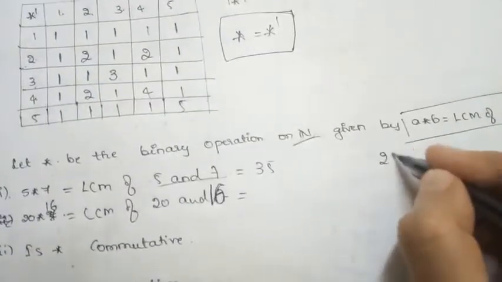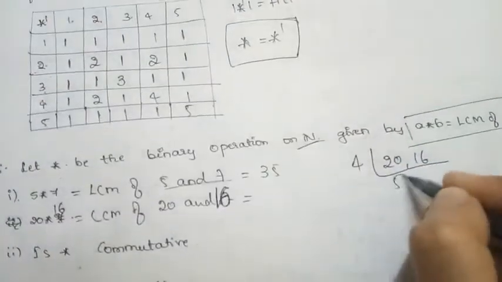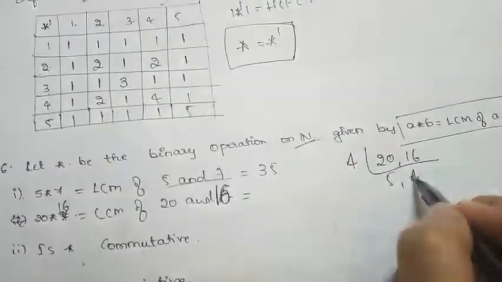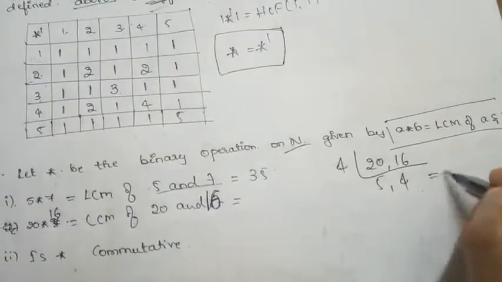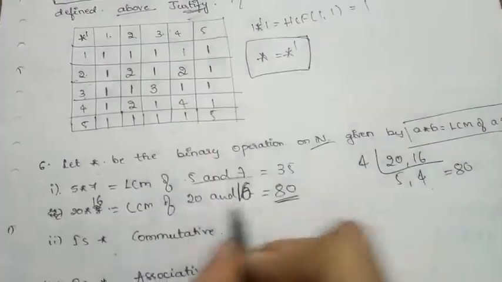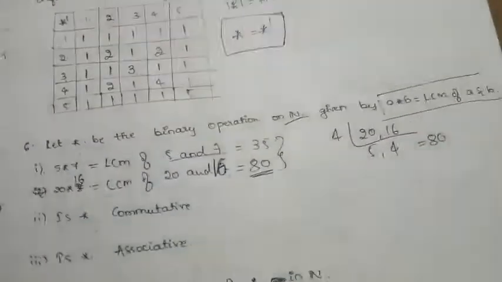How will you take the LCM? 20, 16. So 4 fives are 20, 4 fours are 16, no common factor now. 4 fours are 16, 16 fives are 80. So 80 is the LCM of these two numbers. This is how we are going to compute for any two numbers using the defined binary operation.